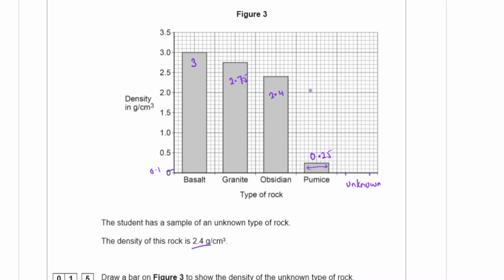and 2.4 is the same as obsidian. So I would start here to there. Let's draw the top line, and then you're slightly off, it's fine, but you want to make sure that it is roughly the same as the others.